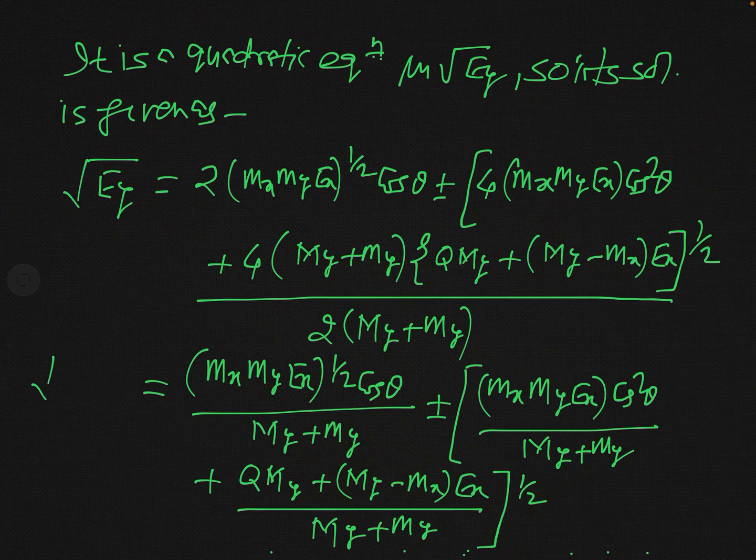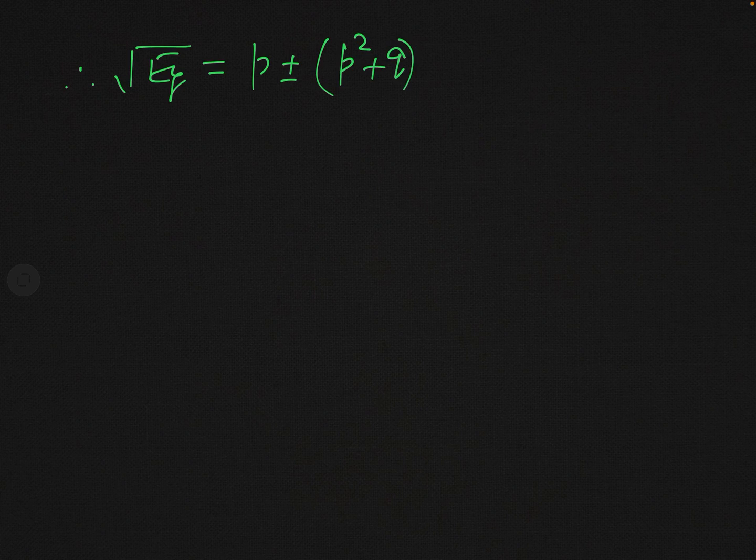So you can see this root over ey is equal to this much. Now we can express this relation in a simpler form. You can write this expression as, therefore we can write root over ey is equal to p plus minus root over p square plus q, and say this is equation 1a.